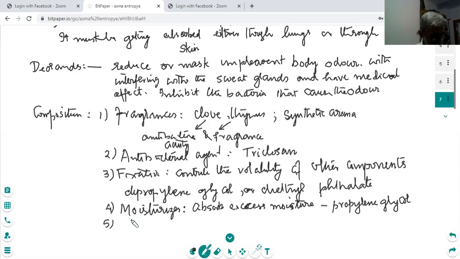Now we have solvents. What are the solvents used? The very commonly used solvents are ethanol, ethyl alcohol, and propylene glycol.